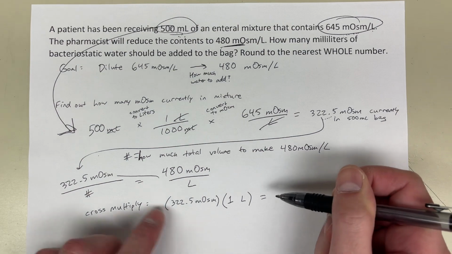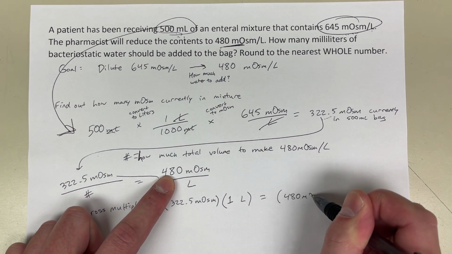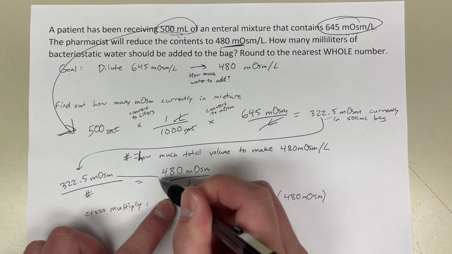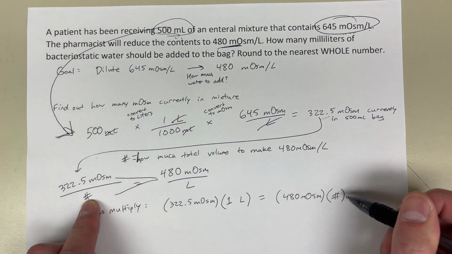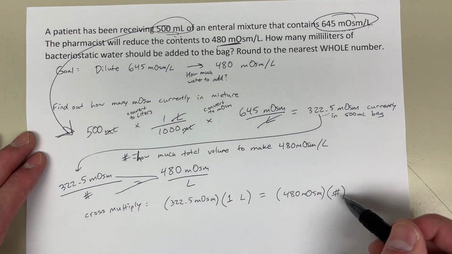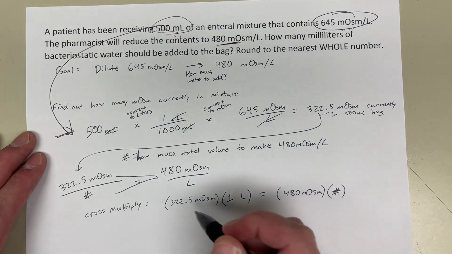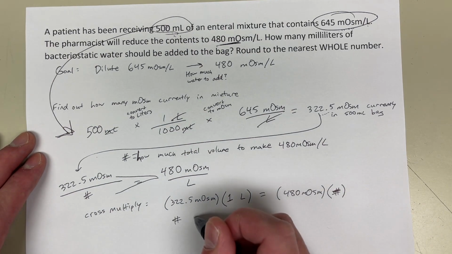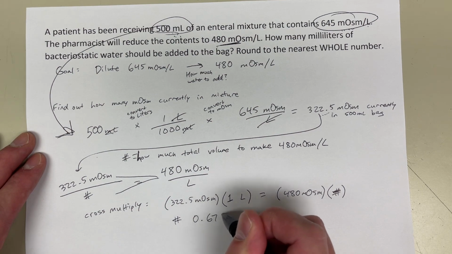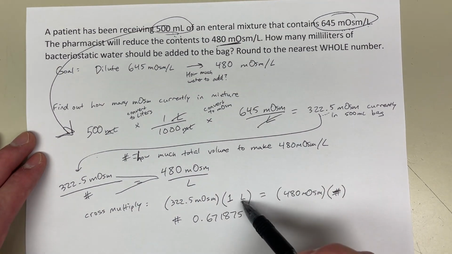And that equals 480 milliosmoles, cross multiply that with the number sign or the variable, whatever, X, whatever, right? And then solve for your variable, which in this case is a number sign for me. So once you solve for this, your number should be 0.671875, and the units are in liters because this was liters here.